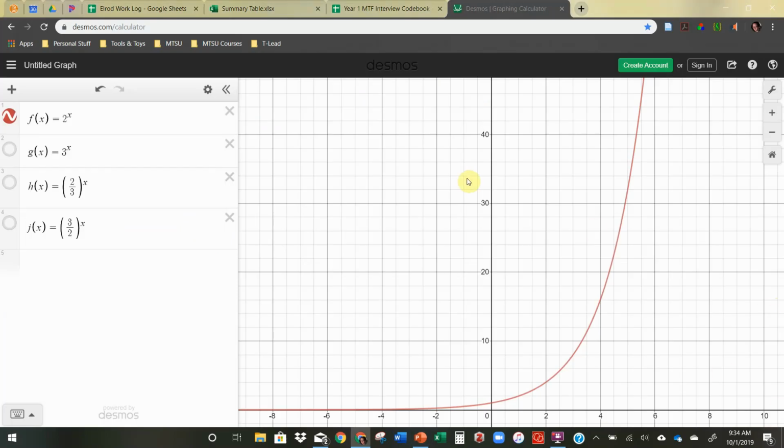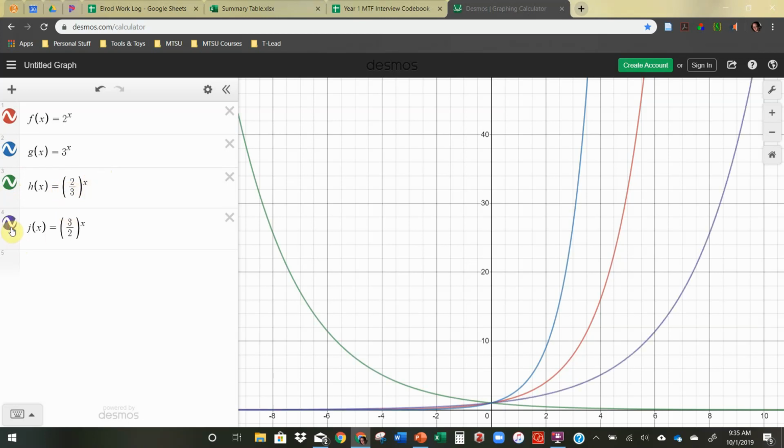But let's see the difference here. So here's 2 to the x. Let's turn on 3 to the x. What's going on with 3 to the x? Take a second and think about what's the difference between 2 to the x and 3 to the x. Pause if you need to. And then let's talk about 2/3 to the x. Boom. Oh, that was weird, right? That was different. And okay, what if we flip this fraction over? What if, instead of 2/3 to the x, we call it 3/2 to the x? Well, boom, there it is.